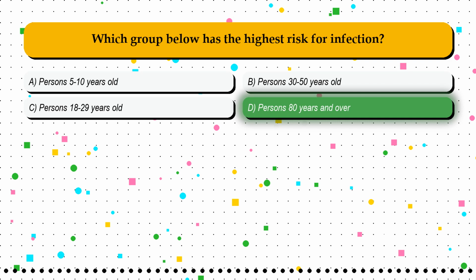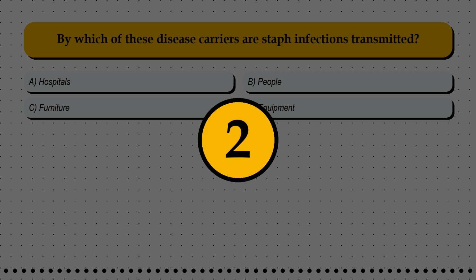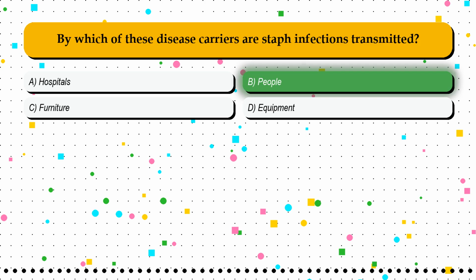The correct answer is option D, persons 80 years and over. Question 132. By which of these disease carriers are staph infections transmitted? Option A, hospitals. Option B, people. Option C, the furniture. Option D, equipment. The correct answer is option B, people.